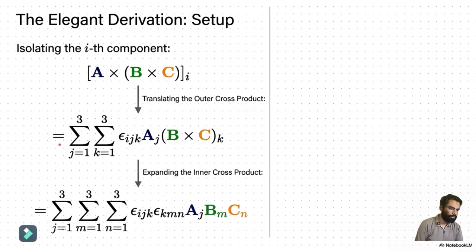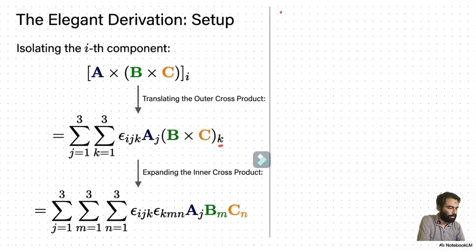How can we find that? We can write the sum over j equal to 1 to 3 and k equal to 1 to 3 of epsilon ijk aj (b cross c)k, and that b cross c can be written, for the k component, with m and n. So we can say epsilon ijk, epsilon kmn, aj, bm and cn. By definition, that is our expression.